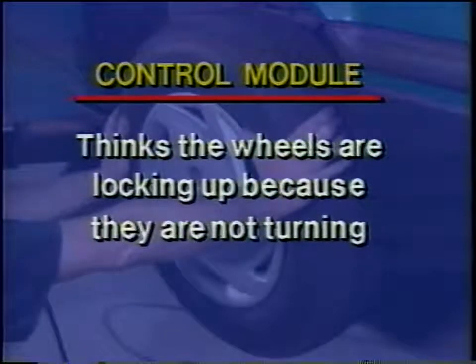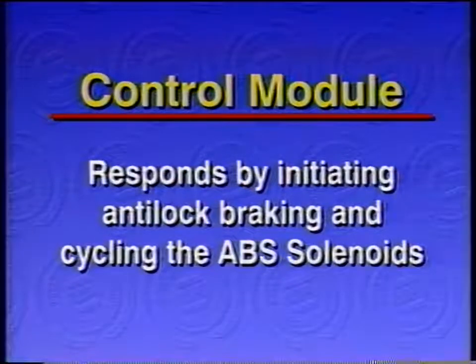Some equipment can also perform a simulated ABS stop right in the service bay to check the overall operation of the ABS system. This is done by feeding the ABS control module a simulated speed signal. When the brakes are applied, the control module thinks the wheels are locking up because they're not turning. It responds by initiating anti-lock braking and cycling the ABS solenoids through the three-step isolate, dump, reapply cycle. If the system is working properly, you should hear the familiar clicking or buzzing produced by the ABS solenoids, as well as feel feedback in the brake pedal.